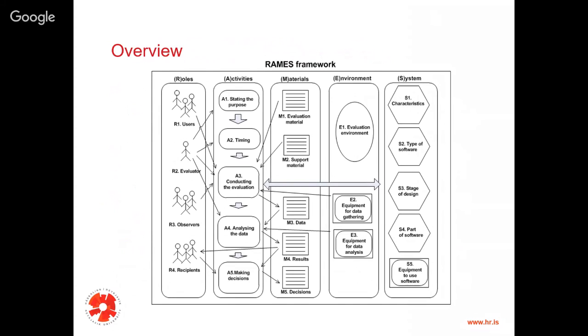So RAMES takes its name from the first letter of each of the factors, or categories. R for roles, A for activities, and so on. For roles, you have 4 roles: the users, evaluator, observer, and recipients. The observer yesterday could be the note taker.